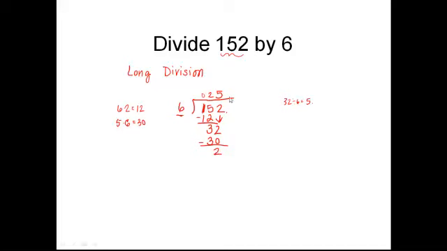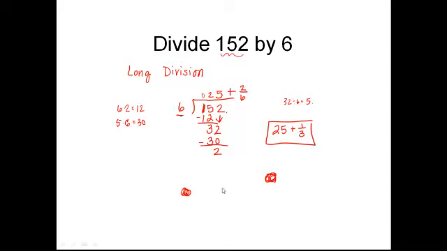What we can just go ahead and do is put a remainder. And how we do a remainder, keep in mind, is if you have a remainder, you can just take that 2 and put it over your divisor. So 2/6. So 25 plus 2/6, and if you simplify that, it'd be 1/3. So 25 and 1/3.